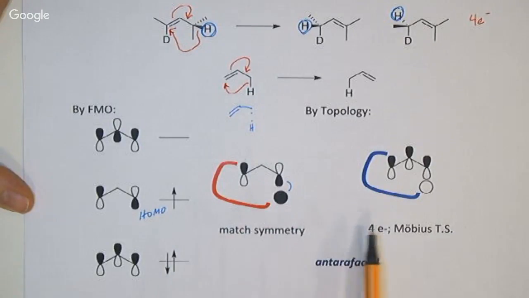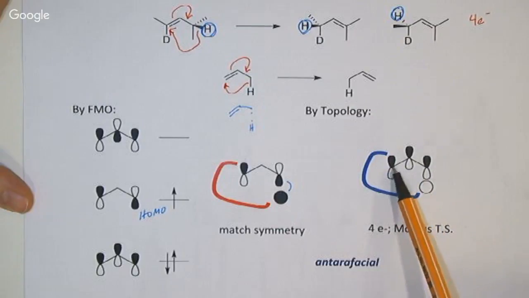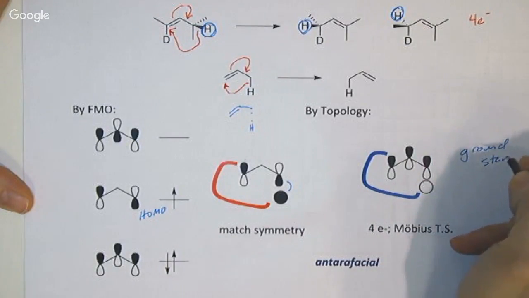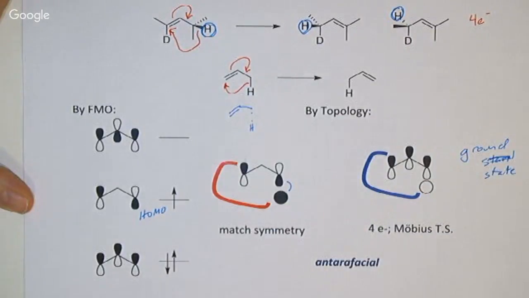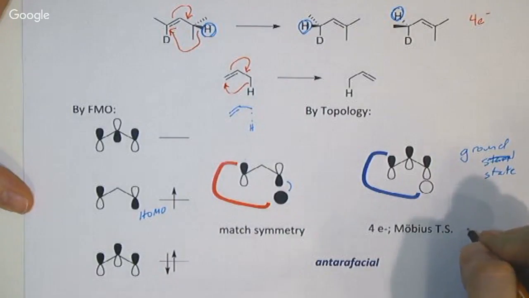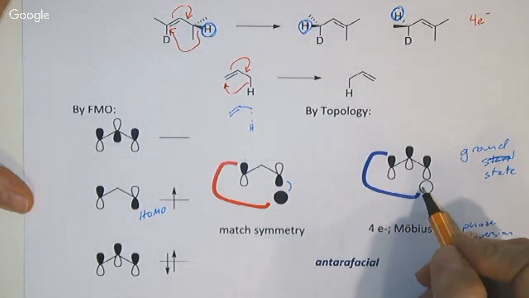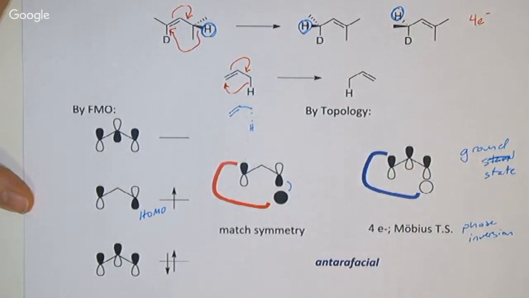The other way that we said we could look at this is by topology, and that means that you take the molecular orbitals of all of your reagents and put them in the ground state. And then recognizing that if there are 4 electrons, this is a Mobius transition state, so we need a phase inversion. And so that would mean that this hydrogen couldn't bond down here. It would actually need to go around the other side and bond up at the top of that carbon's lobe. Again, an antarafacial addition.